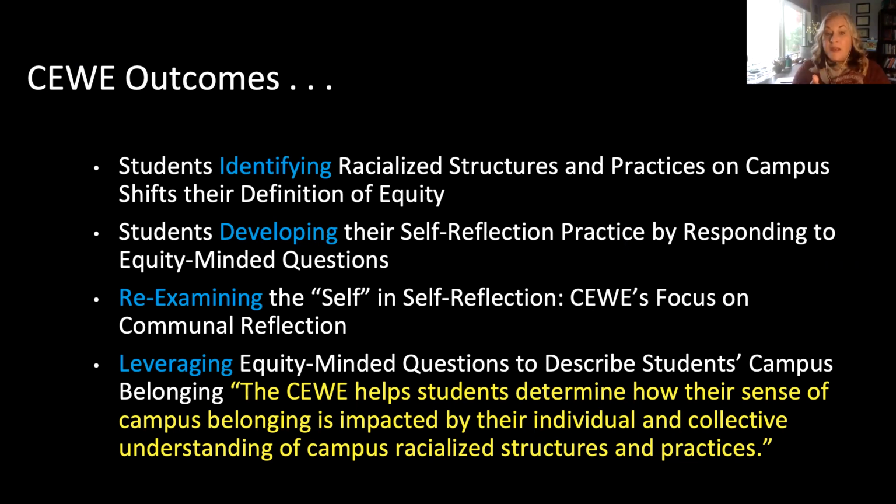We know that they were developing their self-reflection practices by using these lenses of equity to shape their reflections and connections around their feelings and social identities. We also saw evidence that they were re-examining themselves in the self-reflection, and put themselves in position and alignment with others because of the communal reflection components. And then we leveraged those questions to help students describe their belonging, right? So it helps them determine how their sense of campus belonging is impacted by their individual and collective understanding of racialized structures and practices.